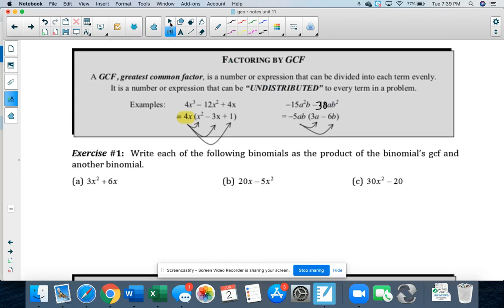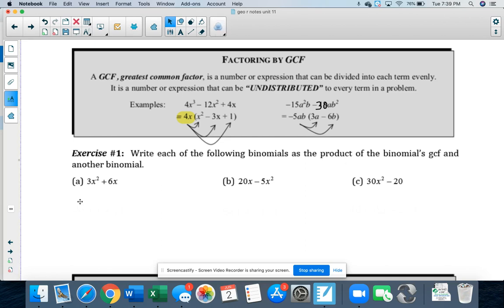Okay? So in this first exercise, we're just going to write each of the following binomials as the product of the binomial's GCF and another binomial. So look at the numbers. What number do each of these have in common? And also look at the letters. What letters in common? Okay, so the number that's in common is 3, and they each have an x.